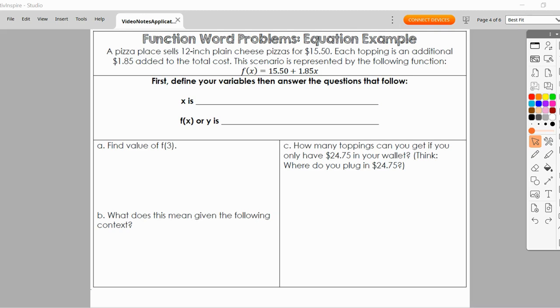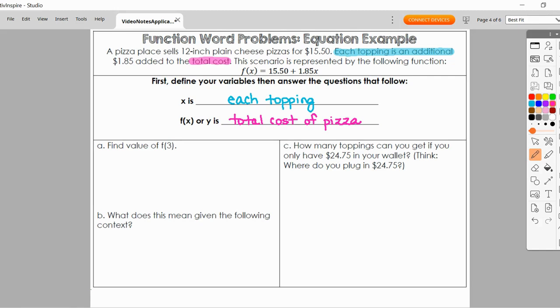First, we want to define our variables, then answer the questions that follow. So for x here, we want to talk about what's going to be changing or added each time. Well, that's going to be specifically each individual topping. So each topping is an additional amount. Then we're going to look at our f of x or y, which is specifically what's going to be changing because of each topping being added, because of that x value. Well, that's going to be the total cost of our pizza.